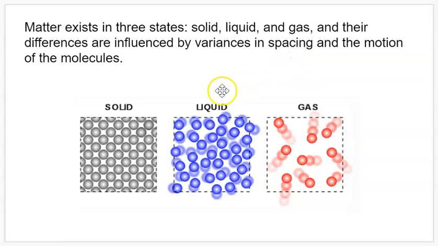And the main difference between them has to do with the variance in spacing and motion of the molecules or atoms. So, in a solid, we have pretty densely packed atoms or molecules that are not really moving around. They can vibrate as the temperature is increased, and eventually they can vibrate enough to start moving. But while they're still in the solid phase, all of the atoms or molecules are going to be sort of locked in place.